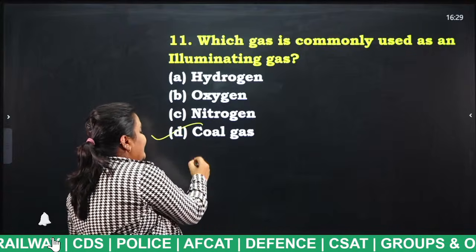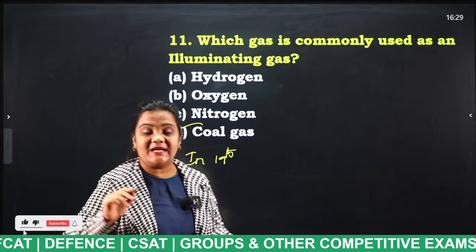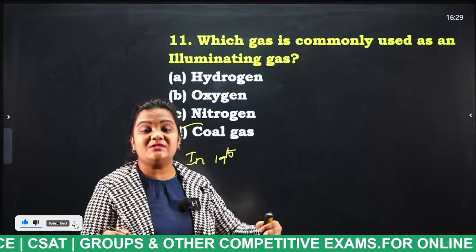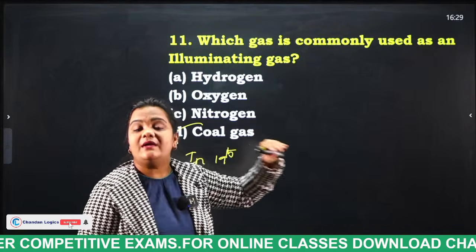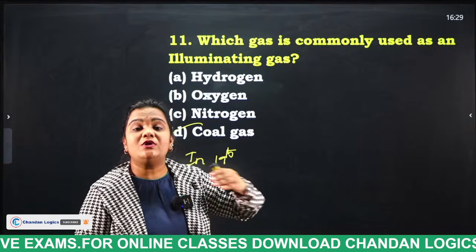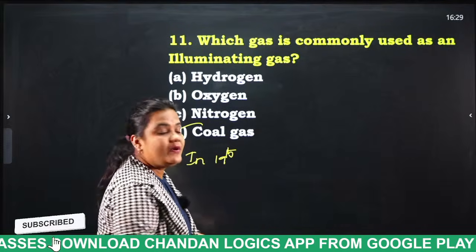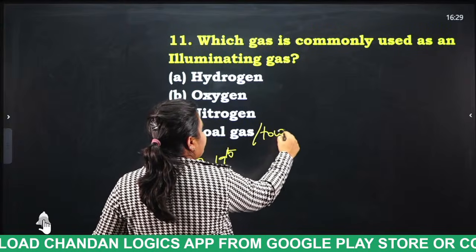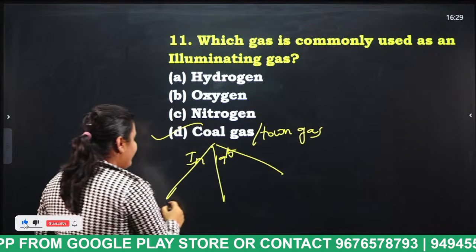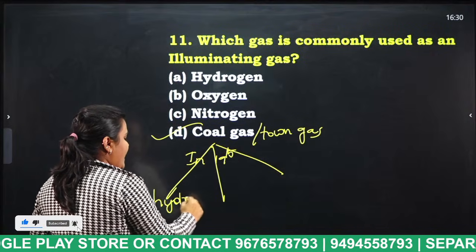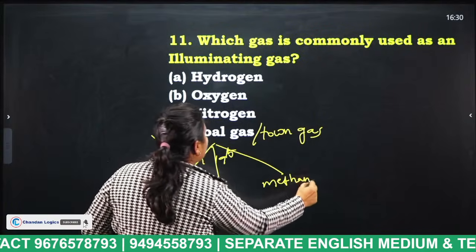Actually in the 19th century, when there was no usage of natural gas, people used this coal gas for lighting purposes, for the street lights, for illuminating purposes. And this gas is also known as what, students? Town gas. And what are the components of this town gas, students? For example, hydrogen, carbon monoxide and methane. These are the components of this coal gas.